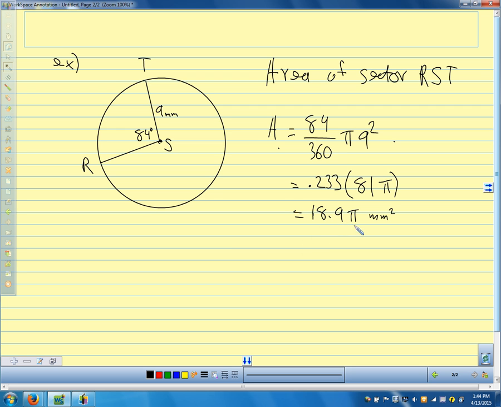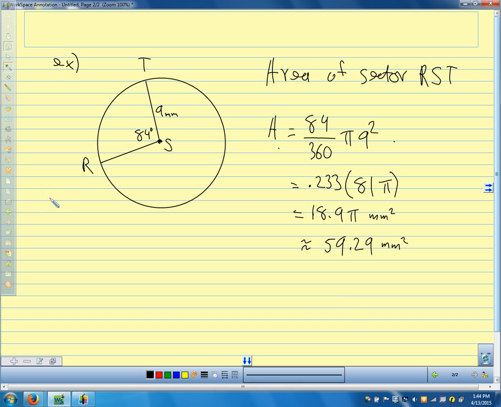If I multiply 18.9 times pi, I get about 59.29 square millimeters. The what? 81. 9 squared is 81. So what's the difference between pi r squared and 2 pi r? Pi r squared is the area. 2 pi r is the circumference. So 2 pi is pi plus pi. R squared is r times r. All right, questions there?